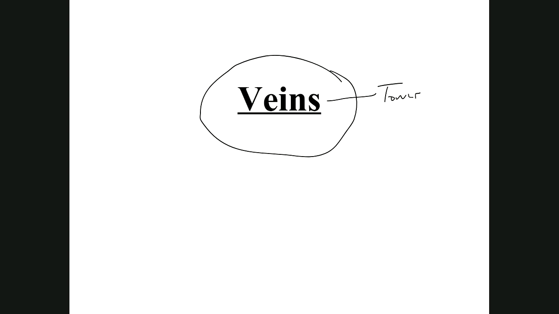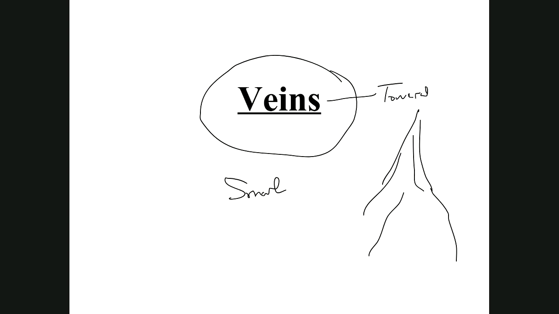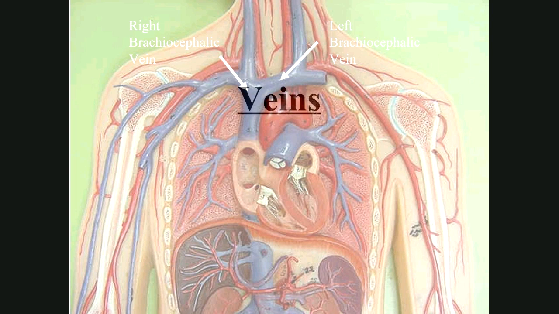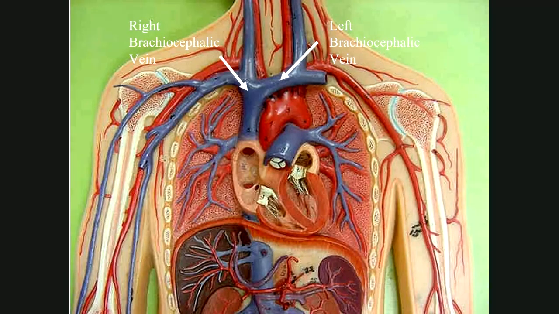Okay, let's look at veins. Remember, veins carry blood toward the heart. So when we talk about veins, because they're carrying blood toward the heart, we don't start at the heart usually. We start out here and go toward the heart, just like the blood flows. So veins start out small and they merge and they get bigger and bigger and bigger, just the opposite of what arteries do. But we don't have to start out outside when we name them.